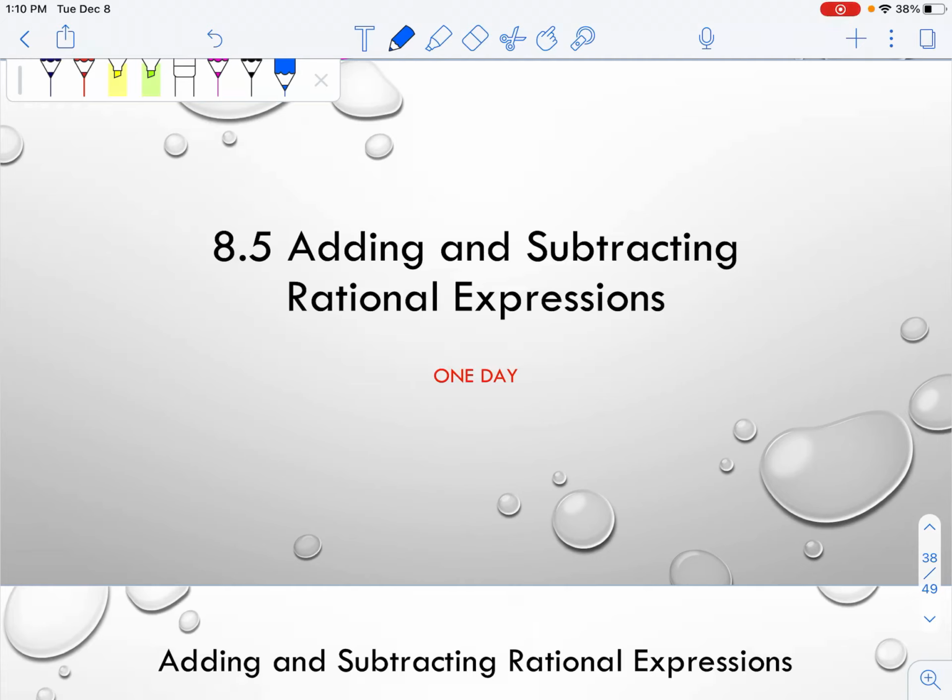All right, everybody, welcome back here. Hopefully we practice and understand how to simplify rational expressions. Today we're going to continue simplifying them, except today we're going to add and subtract them.